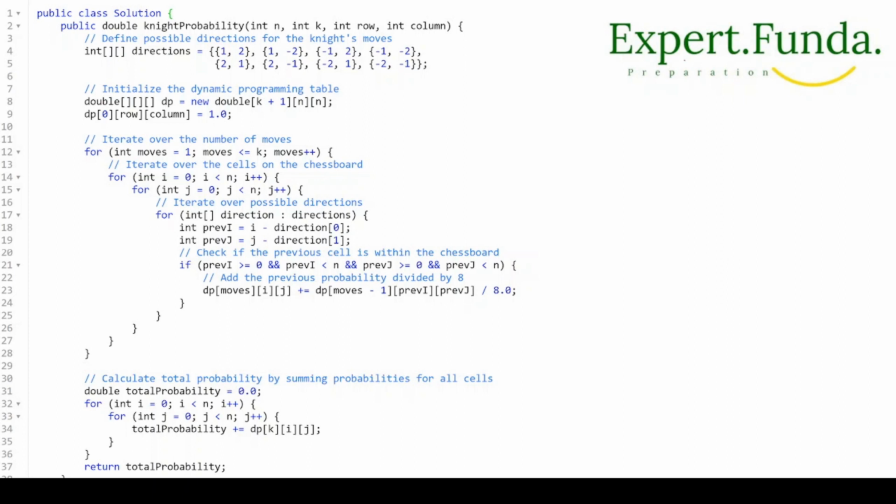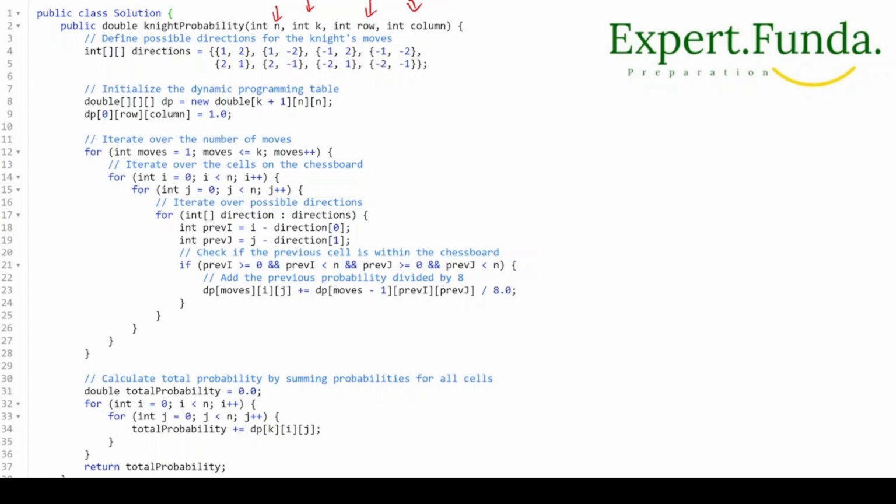You can see this is the Leetcode solution, and you can see that we have been given n, k, row and column, right? So we will define the possible directions of the knight's move, that is 1 2, 1 minus 2, minus 1 2, minus 1 minus 2, right? Then we will do 2 1, 2 minus 1, minus 2 1, minus 2 minus 1, right?